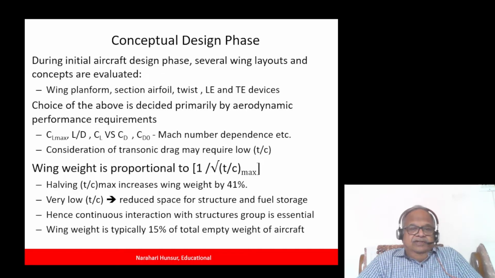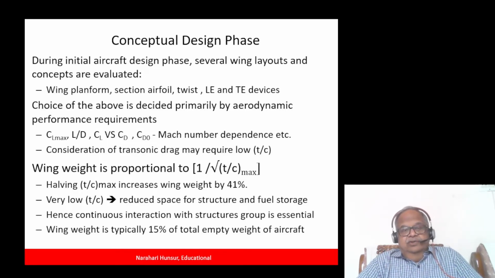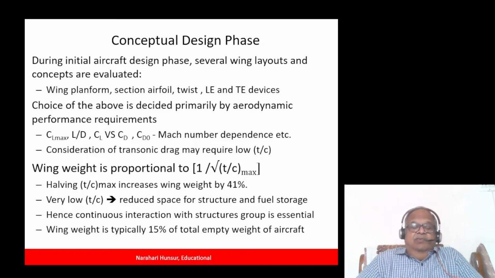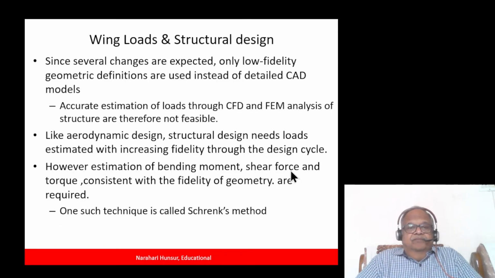So very low t/c means, of course, also reduced space for structure and fuel storage and a whole lot of other issues. So continuous interaction with the structures group is essential, which is what happened in this case of Aegis as well. Wing weight is typically 15% of the total empty weight of the aircraft, so it's not a small contributor, and we need to be very, very careful doing that.